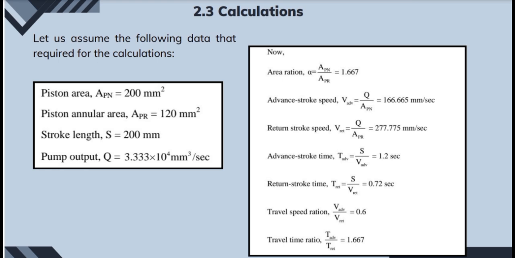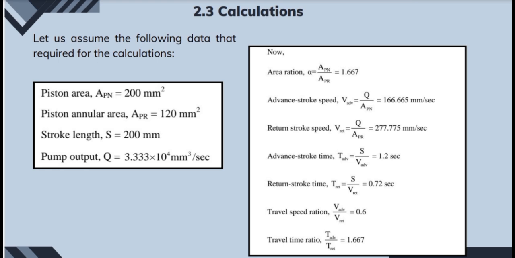VADV is equals to Q over APN. Kukuanon ta si advanced stroke speed. Si Q is equals to 3.333 times 10 raised to 4 millimeters cube or second over APN is equals to 200 millimeters squared. 3.333 times 10 raised to 4 millimeters cube or second divided by 200 millimeters squared is equals to 166.665 millimeter or second.